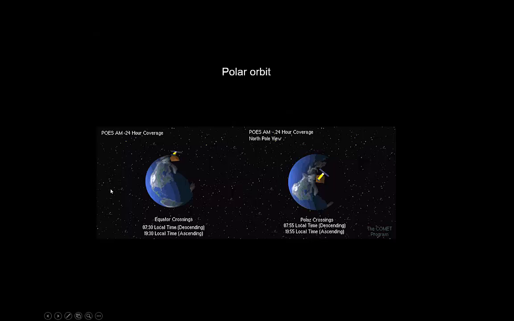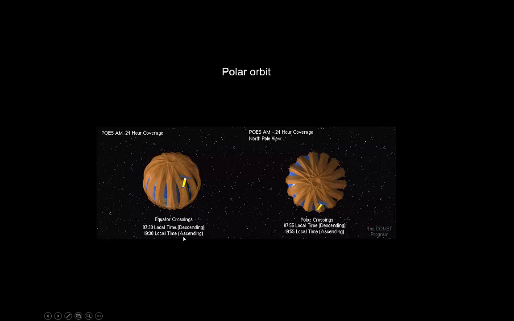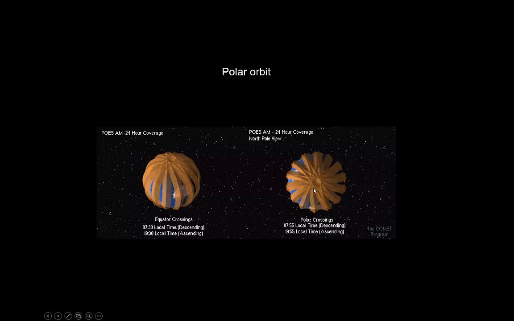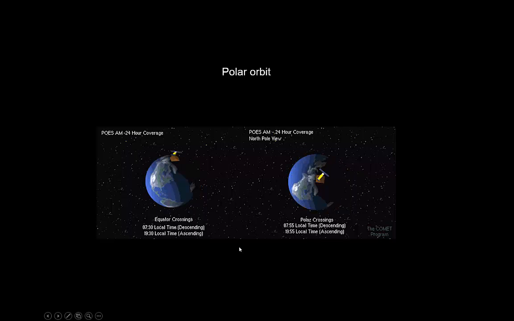Here's another example of a polar orbit designed to have a 7:30 morning equatorial crossing descending and a 7:30 evening ascending crossing. So as you can see in this case, they go across the equator more or less at dusk and dawn. You see the same here from one of the poles, and you see inevitably the poles get a lot of coverage, and the rest of the Earth, particularly around the equator, you get the least coverage.